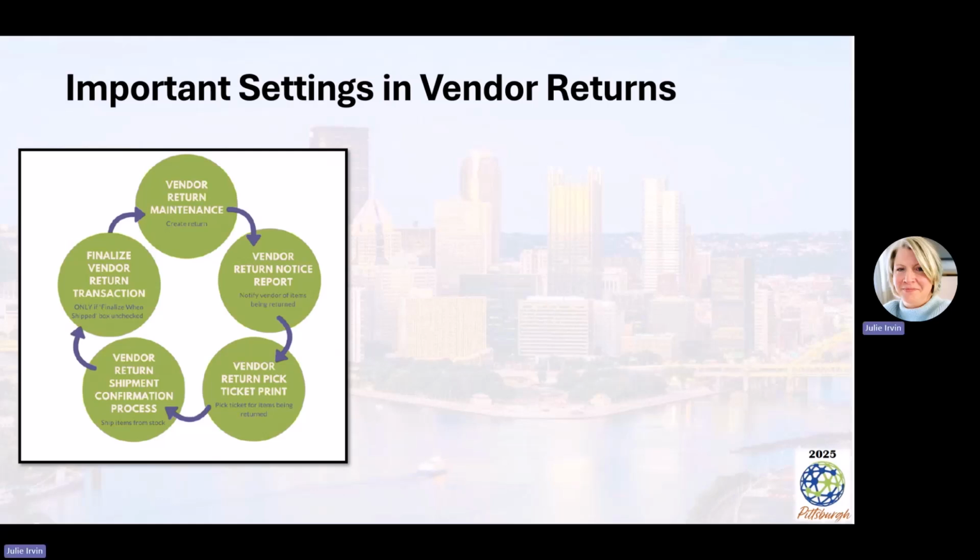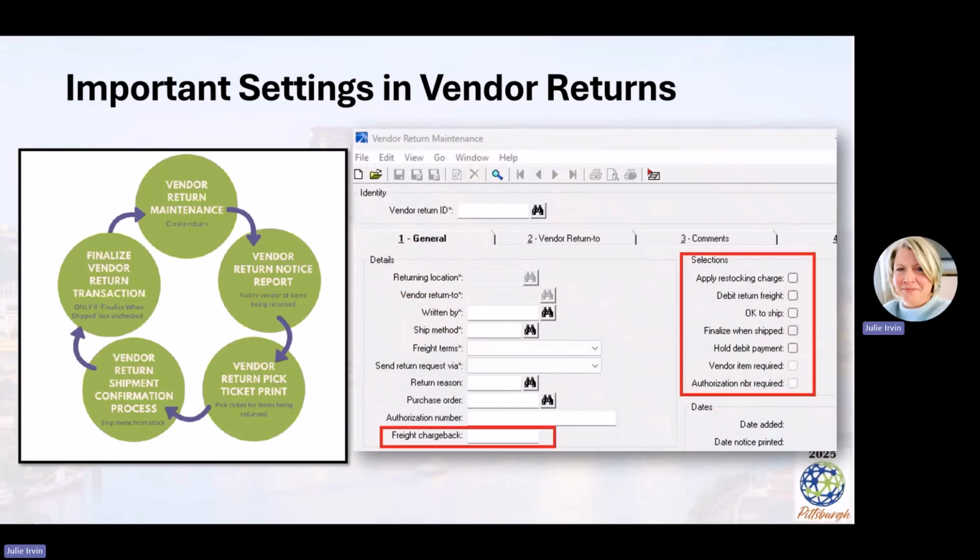All right, so there are some important settings on the vendor return itself that are very important to know about and know how they're going to affect you downstream. So let's start with the freight chargeback field. This is the dollar amount of freight to be repaid by the vendor on a vendor return. So for example, on items shipped in error. This is often the inbound freight amount you originally paid when you purchased the item. So this amount will be added to the debit voucher that is created for the vendor return. So when I say debit voucher, I mean the credit that is issued by the vendor.